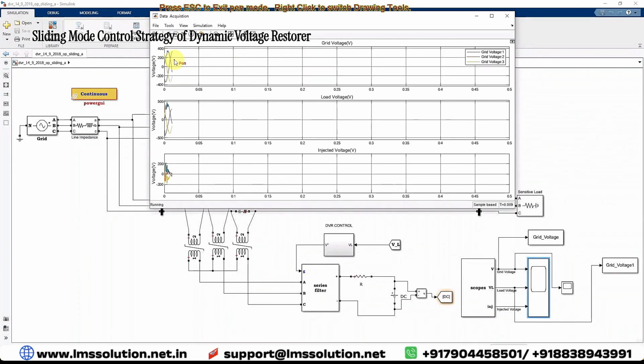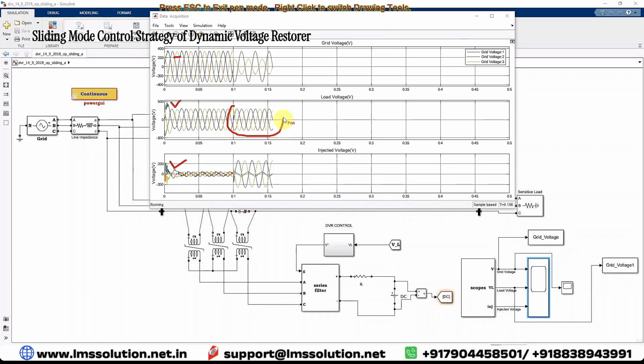This is the grid voltage, this is the load voltage, and this is the injected voltage in the distribution feeder in the sensitive load area. After 0.1 second the fault will occur, and we can see the variation in the grid voltage and load voltage. Because of that fault we are having a voltage sag in the system with two phases. But you can see here that the load voltage is maintained at 1 per unit because of the DVR. The DVR is injecting some voltage to maintain the load always at 1 per unit from 0.1 second to 0.3 seconds.